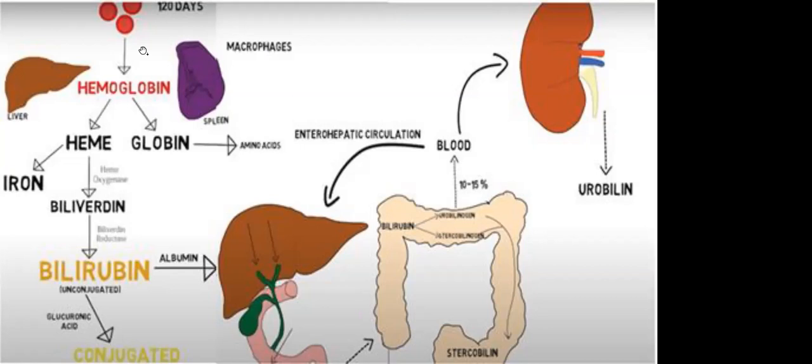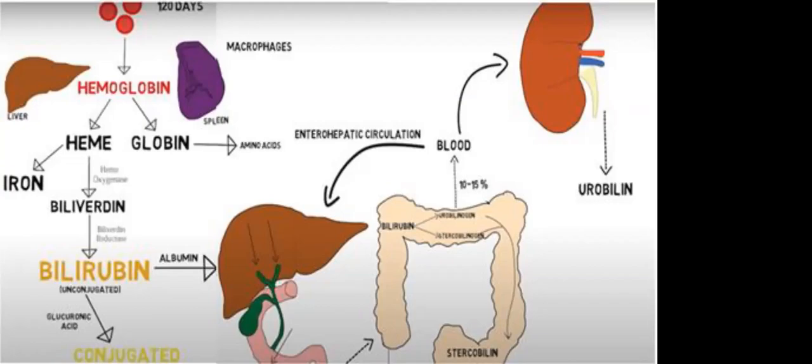But then 10 to 15% of the compounds will be reabsorbed back into the blood, and some of it will reach the liver via enterohepatic circulation. And a small percentage of the reabsorbed compounds will reach the kidney and be excreted in the urine in the form of urobilin.